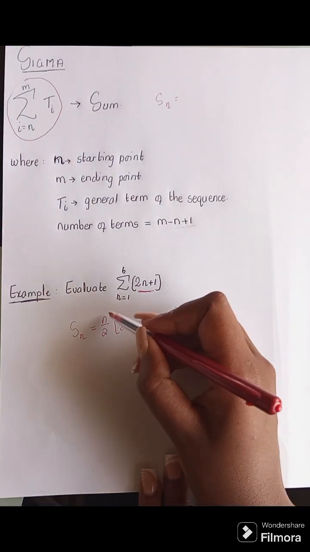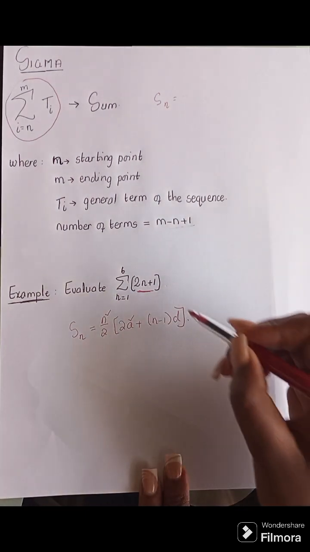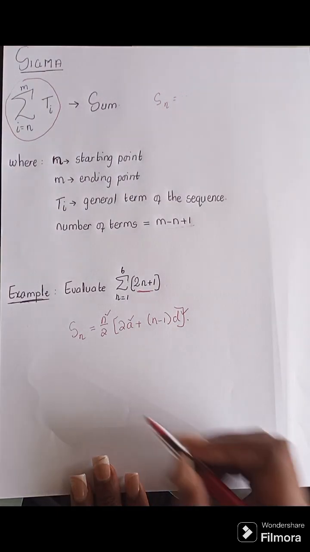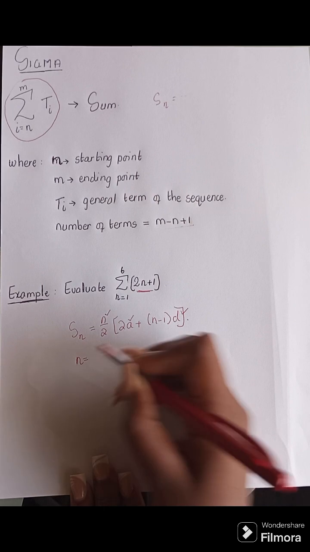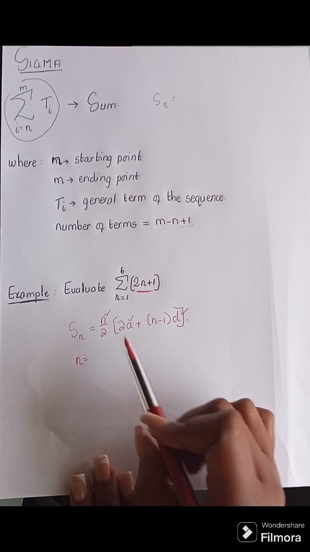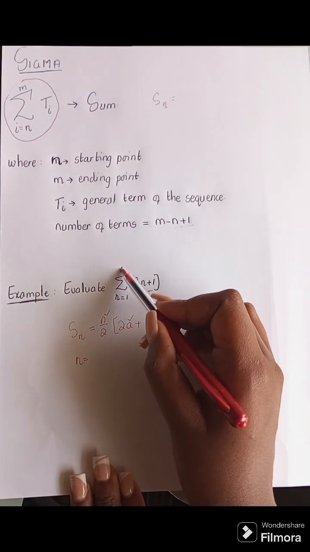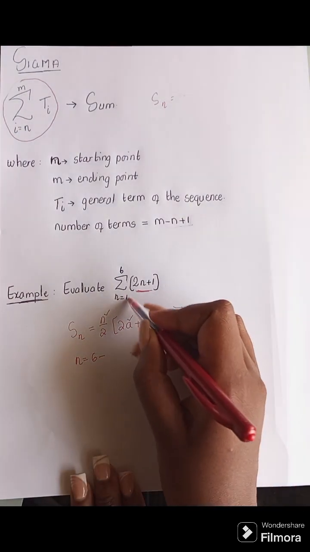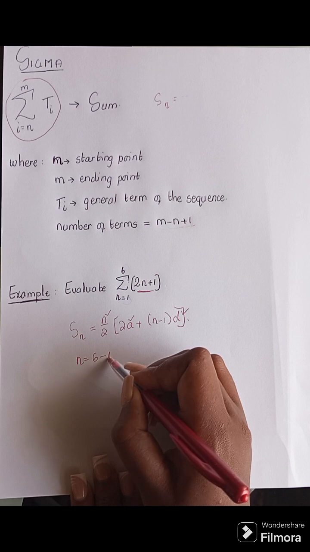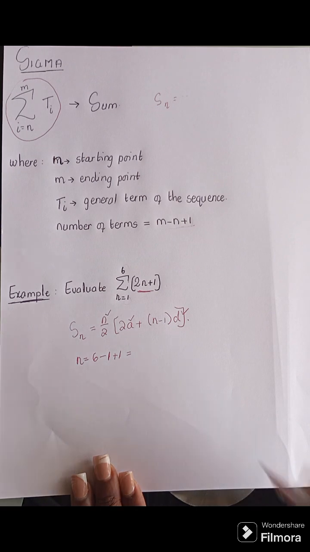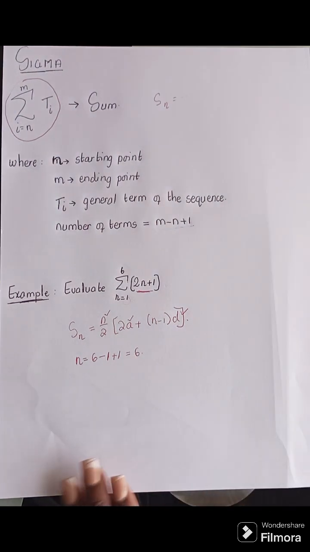So now we have to find n, we have to find a, and then we have to find d as well. Okay, so let's start with n. Remember, n is the number of terms. So in order for you to find n, you are going to say the number on top, in this case, it's 6. So we're going to say 6 minus the number at the bottom, in this case 1, and then you're going to say plus 1, and it is going to give you 6. So our n in this case is 6.